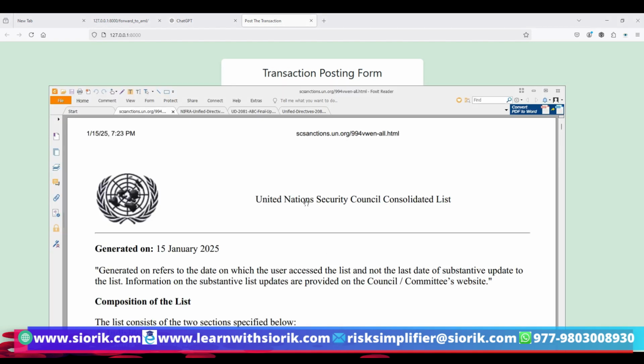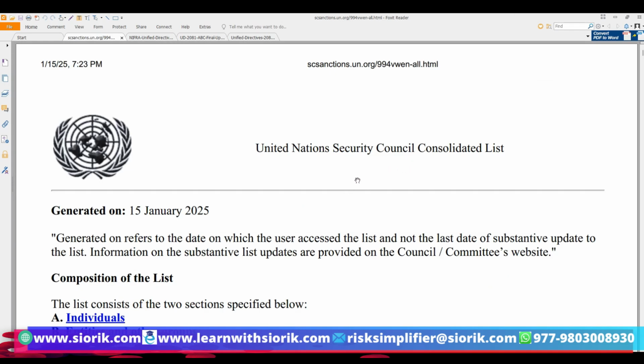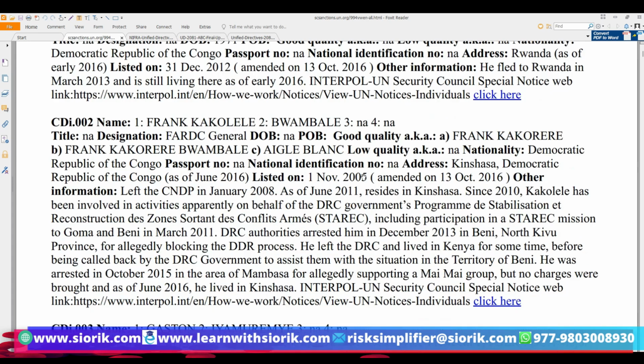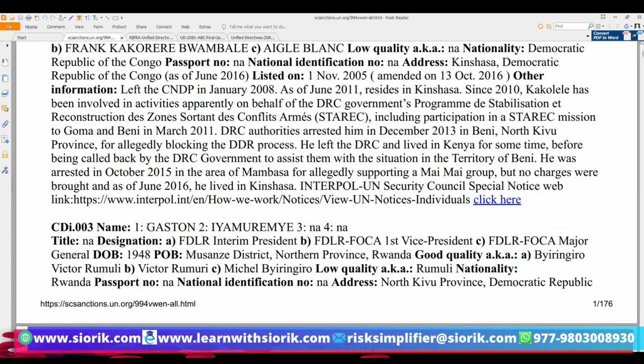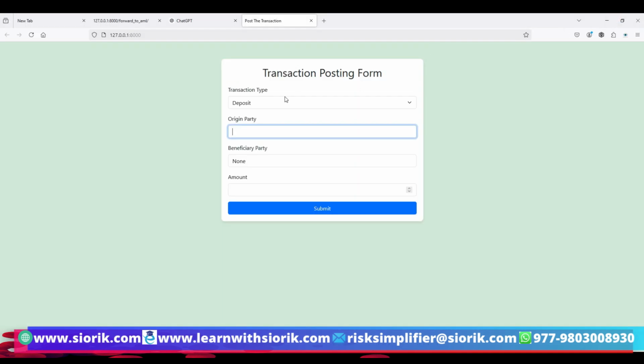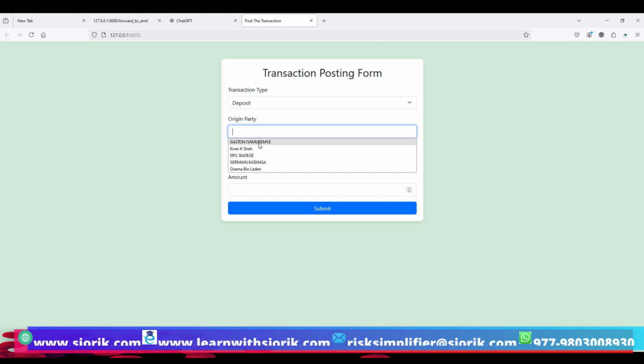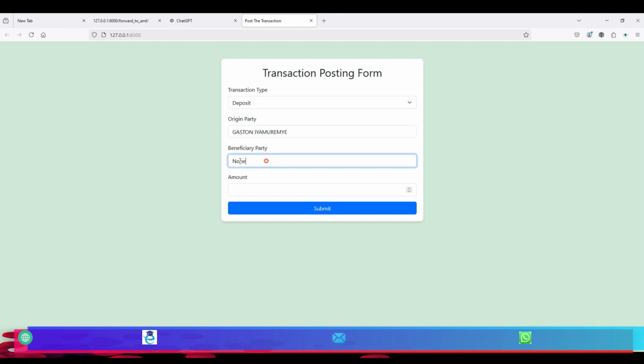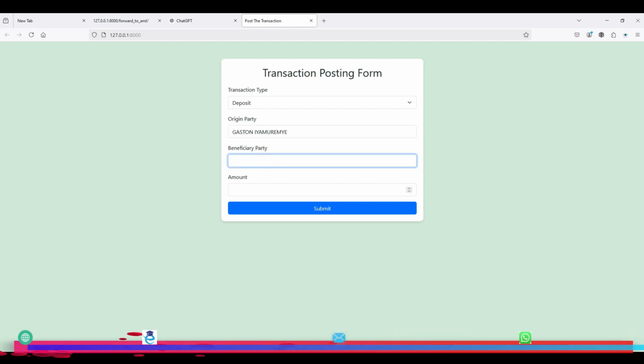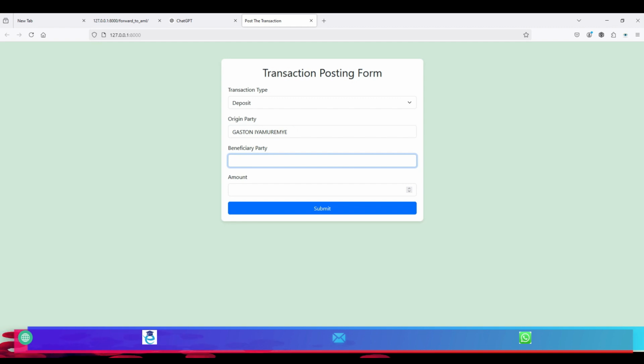So this is a United Nations Security Council consolidated sanction list. So I'm going to select any random name. Let's say for example this person. Now I will put his name. Okay. Now in beneficiary party I'll put my own name. Okay. So let's say the amount will be 10,000.